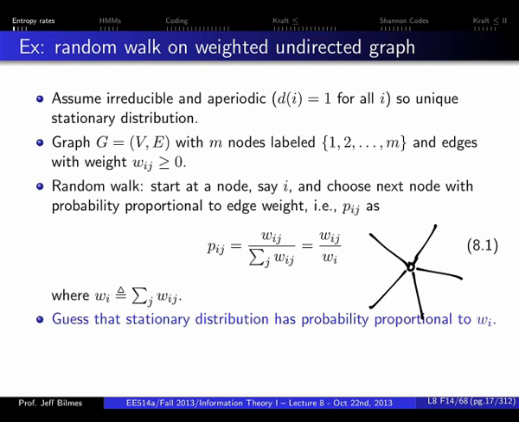Are we assuming that it's symmetric, Wij equals Wji? Yeah, let's assume it's symmetric, just to make things simple. Let's just make that assumption.